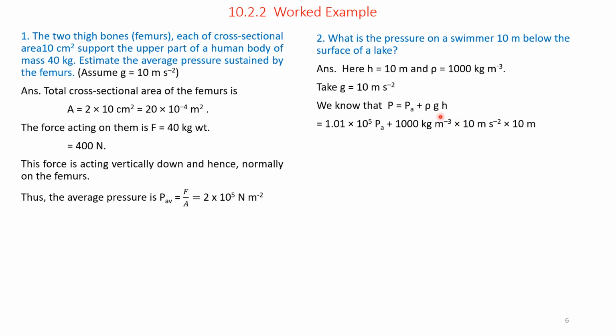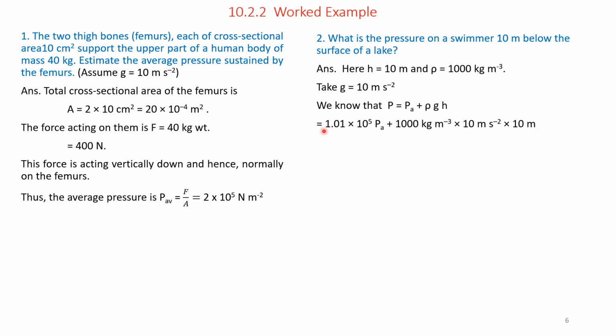Substituting the values, we get P is equal to 1 atmospheric pressure, whose value is 1.01 × 10^5, plus 1000 kg per meter cube, that is the value of rho, into 10 meters per second square, the value of g, and the height is 10 meters. I will read once again.